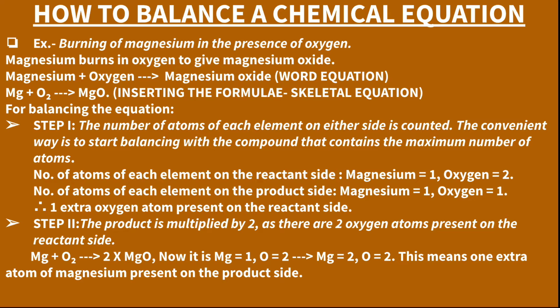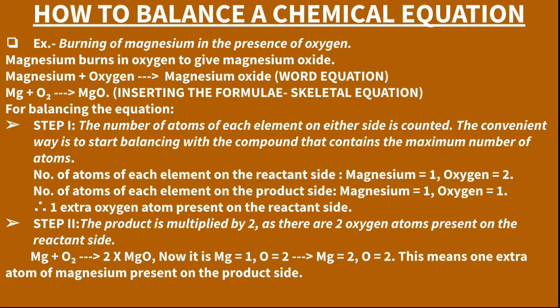So first, let us set an example that we burn magnesium in the presence of oxygen. So what will be the equation for this? The word equation will be magnesium burns in oxygen to give magnesium oxide. So the reactants are magnesium and oxygen, and the product formed is magnesium oxide. Magnesium plus oxygen gives us magnesium oxide. That will be the word equation.